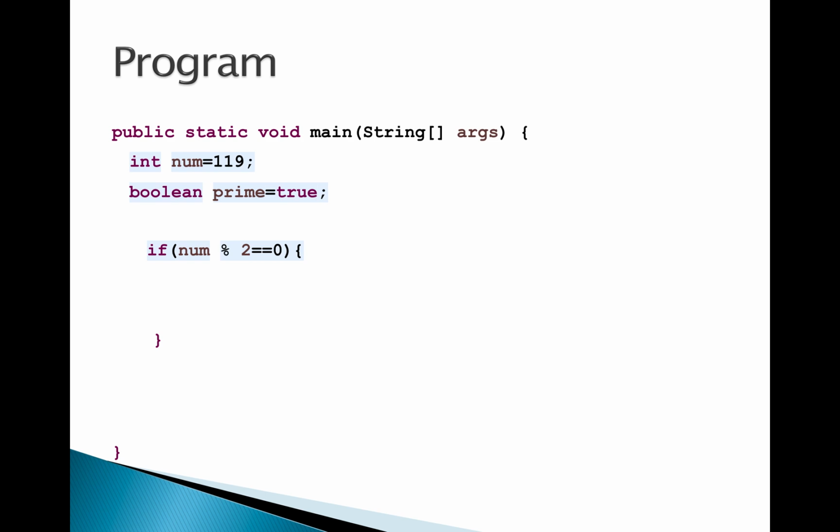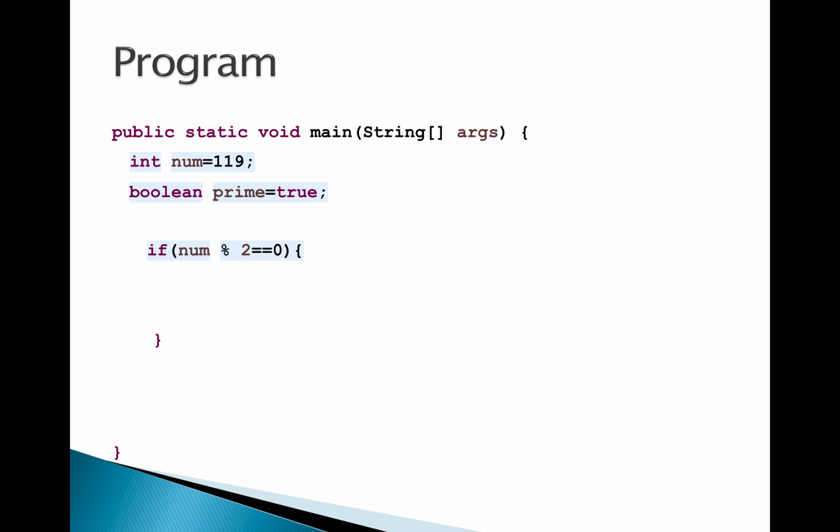119 % 2 means divide 119 by 2, and it is going to give you the remainder here, and you are going to compare that remainder with a 0 value. So that's what you are comparing, equal to 0 here. And once you compare it, if it is equal to 0, it indicates that it is divisible by that number. So in this case, it is divisible by 2.